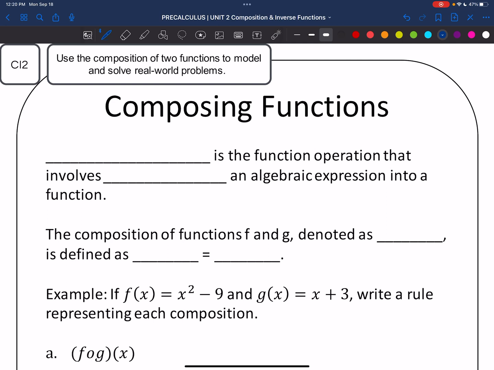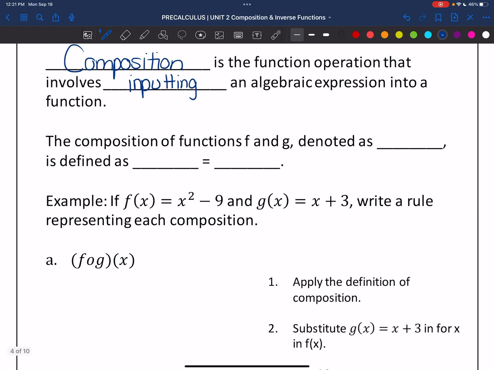Composition is that first fill in the blank. The composition is a function operation that involves inputting an algebraic expression into a function. In the composition of functions, f and g is denoted as f of g.